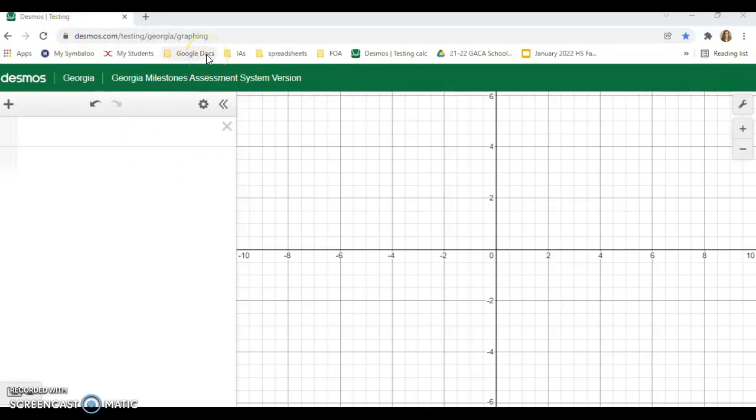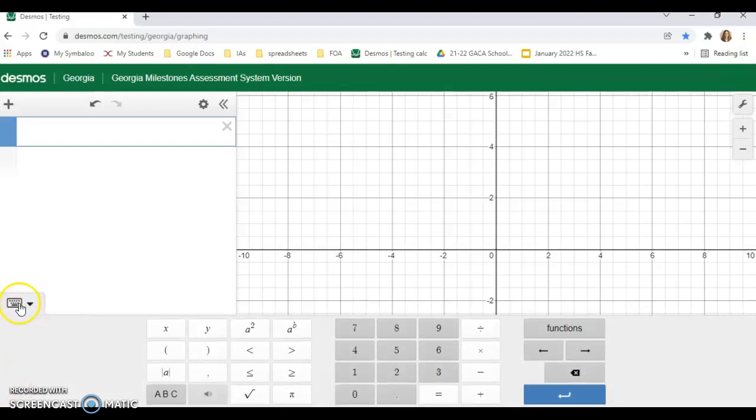This is the calculator that you'll be able to use on all your tests and quizzes and even your state tests. So it's a good one to get used to. But when you first pull it up, you don't see the calculator part. It is hiding down here in the corner. So you have to hit that keypad to get all of this stuff to pop up.